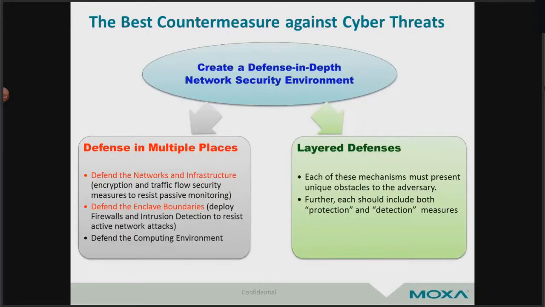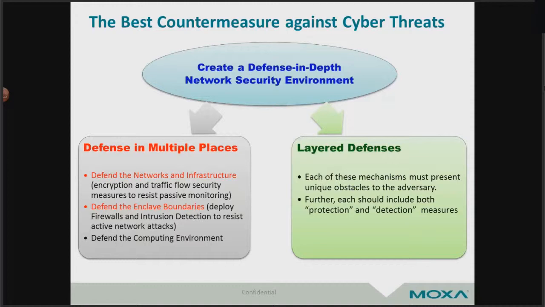There is a two-pronged approach to making sure that you have a secure network. The first is to put defenses in multiple places. So you can do things like defending your networks and the infrastructure as well. Essentially, the way that you do this is by encrypting the traffic that goes through your network. And then you also have your enclave boundaries, or the end devices of your network before it goes out to the outside world, if you will. And these are things like firewalls and intrusion detection, and those are the ones that try to keep those hackers out.